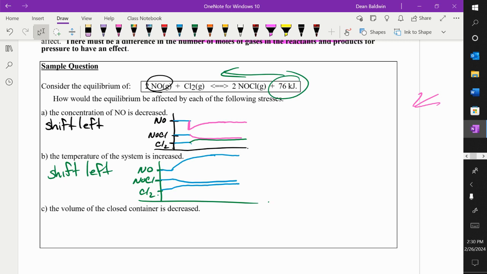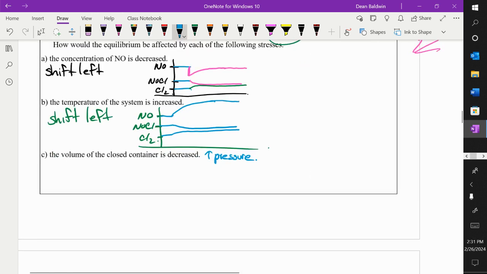What if we squish down the volume? So we decrease the volume. If you decrease the volume, what are you doing to the pressure? You're increasing the pressure. If you increase the pressure, which side does the equilibrium move to? It's going to go to the side with the lower amount of gas molecules, which in this case is the right. So you're going to get a shift right.